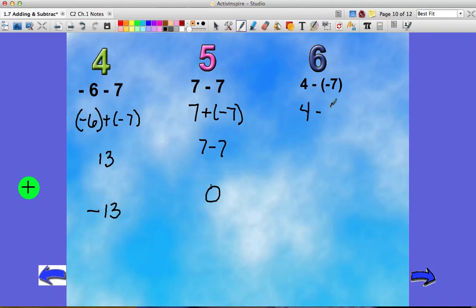And here we have 4 plus a positive 7, because we add the additive inverse, so add the opposite. 4 plus 7 is 11, and because they're both positive, we don't have to do any extra or different work.